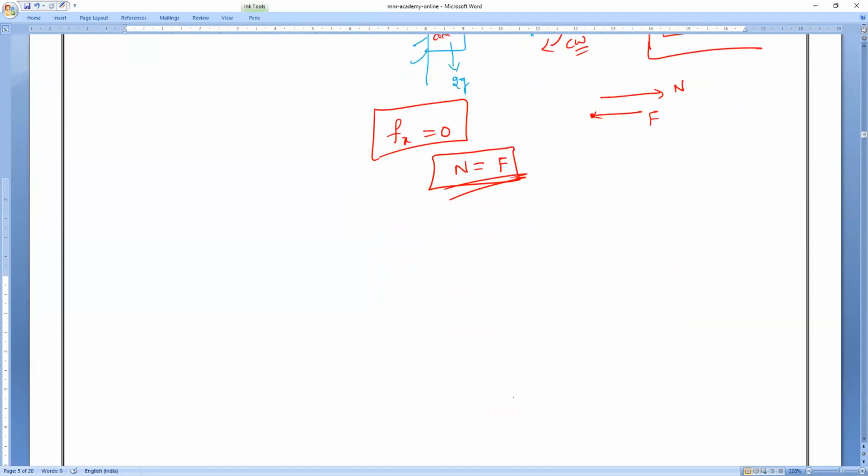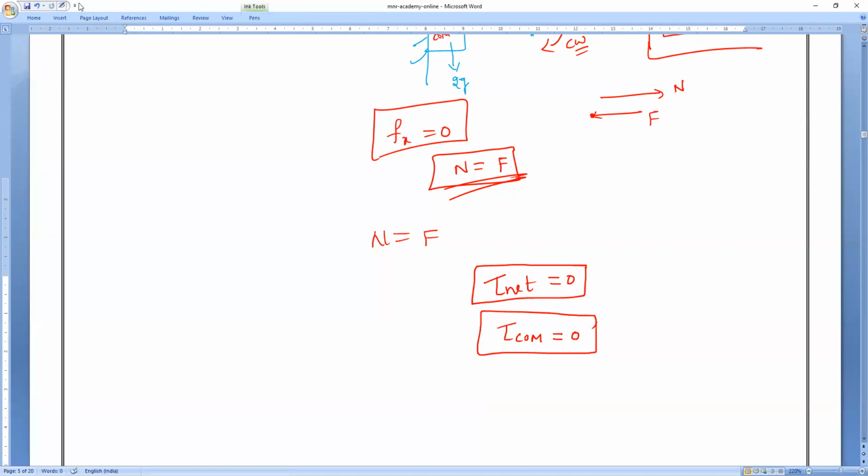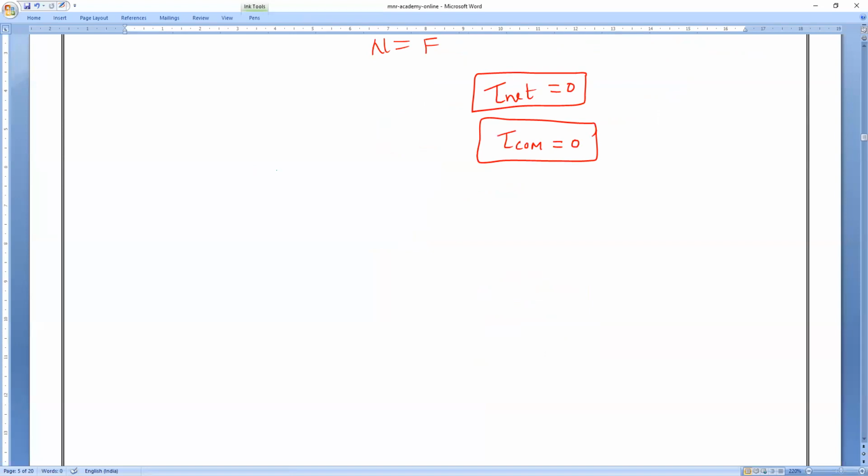Now, be very careful. We know that N equals F. Now we have to form an equation. If it is in equilibrium, the net torque equals 0. Net torque equals 0 means the torque at the center of mass equals 0. Now observe the entire picture carefully. This is the wall, with a frictional force of 20 newtons.